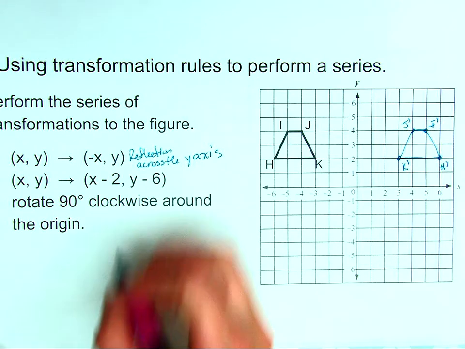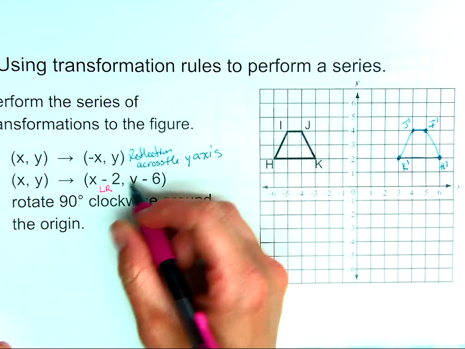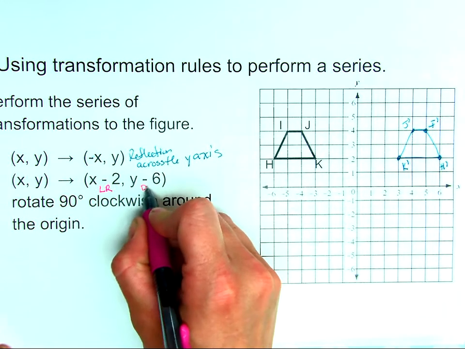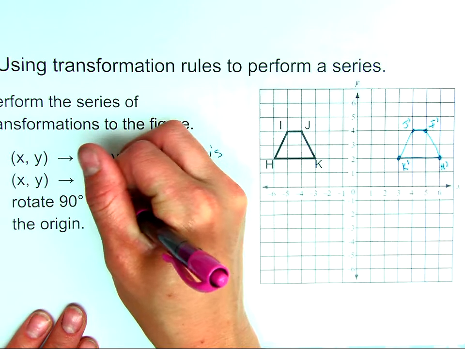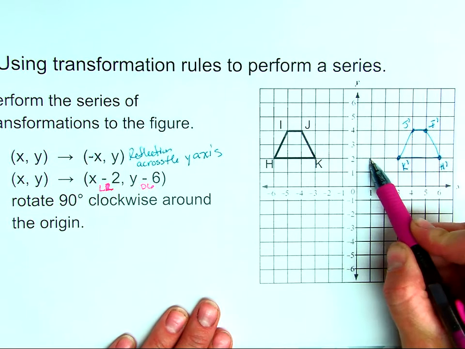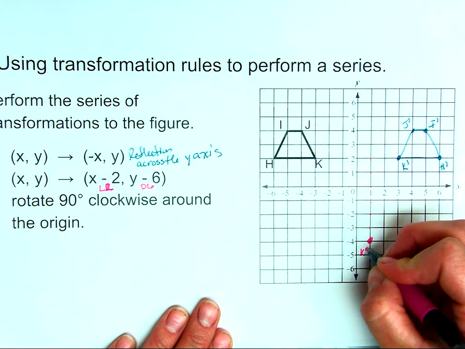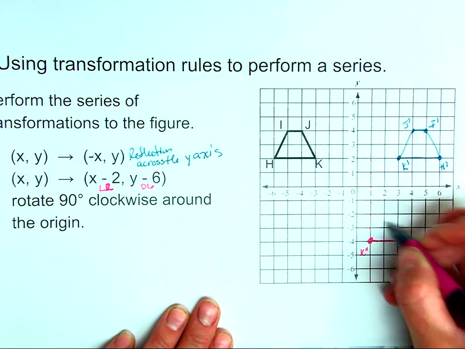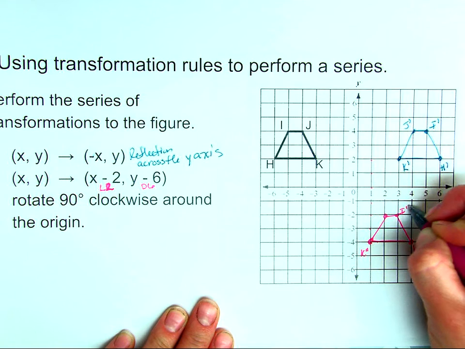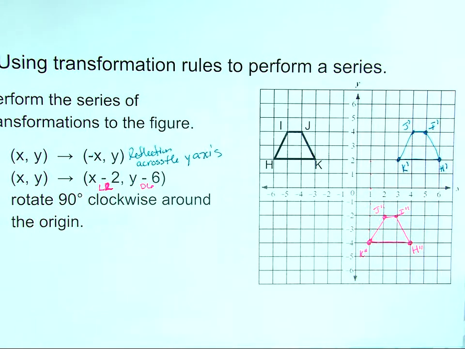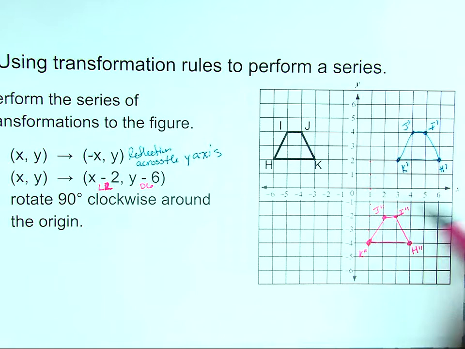Okay, this tells me X is left or right, and Y is up or down. The subtraction tells me to go down 6. So to the left 2, 1, 2, down 6, 1, 2, 3, 4, 5, 6. It's K double prime, H double prime, I double prime, J double prime. So we're just sliding, so that image pretty much stays the same, so I can just draw that image. You can count every point if you want.